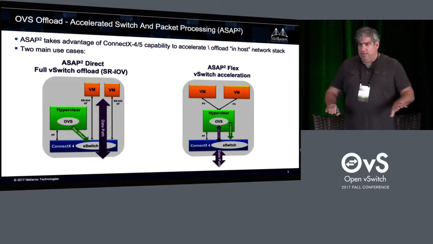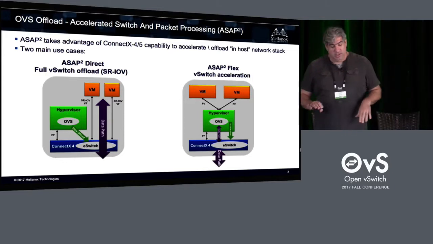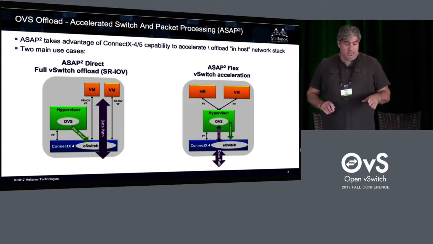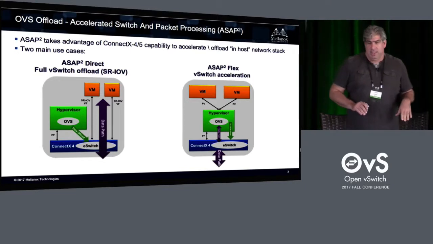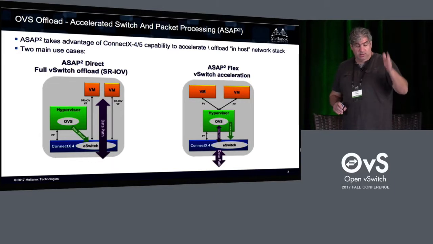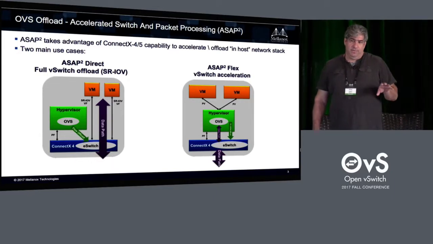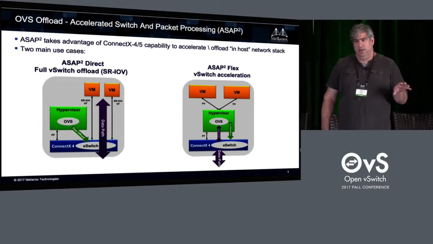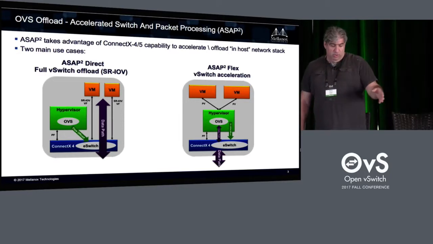So we divided the world into two options. As you can see on the left side, it's called ASAP Direct. It's when you have a virtual function that's directly connected to a virtual machine. And the OVS itself is still managing everything, but the data path is going directly to the virtual machine. I'll describe it more later.